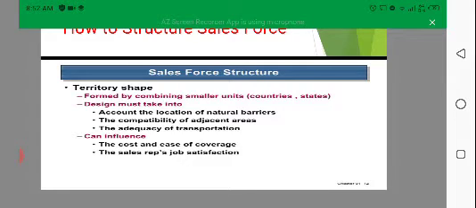Design must take into account the location of natural barriers, the compatibility of adjacent areas, and the adequacy of transportation. So when we design a territory, we need to look at what the natural barriers are, how we can get into the territories, the compatibility of adjacent areas, and whether transport is available. That influences the cost of each coverage, and the sales representative's job is to satisfy those customers. If he's doing so, he is required. If he's not doing so, he is not required in that area.